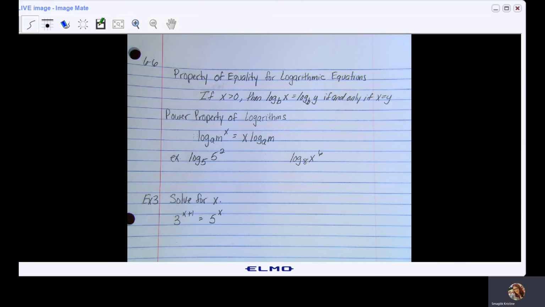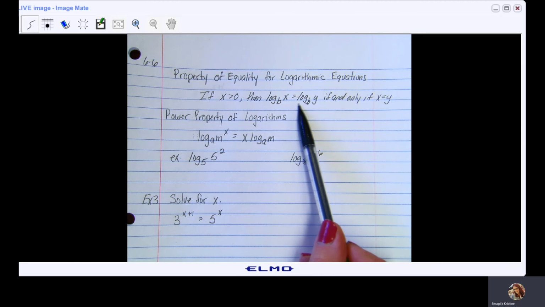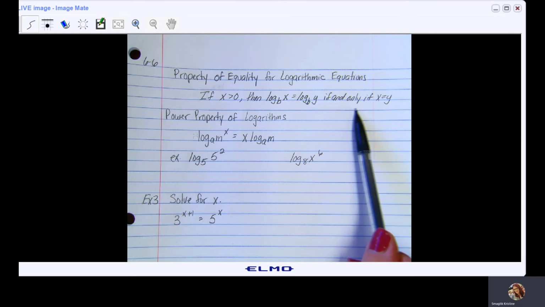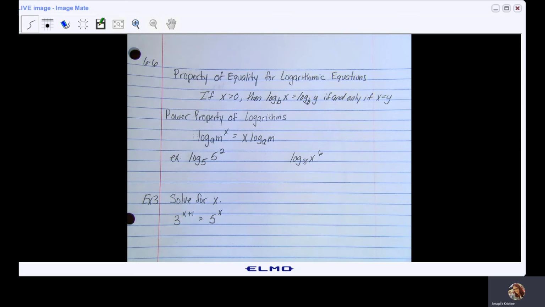And we are in topic 6.6. We're going to tackle example 3. But first, we've got the property of equality for logarithmic equations, very similar to the one that we discussed in the last video for exponential equations. So here, if x is greater than 0, then log base b of x equals log base b of y if and only if x equals y. So your base would have to be the same, and your arguments would have to be equal to each other.